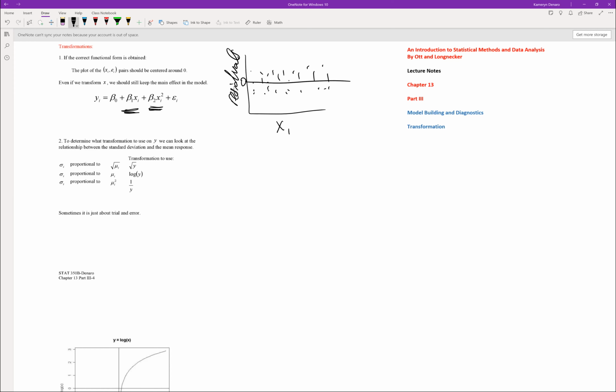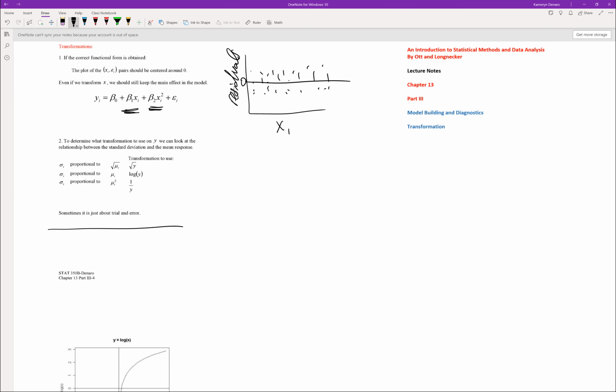Another thing you could check is the relationship between your standard deviation and your mean, right? Essentially, if the spread is proportional to the square root of the mean, then a square root y transformation might be appropriate. If the spread is proportional to the mean, then a log y transformation might be appropriate. And if the spread is proportional to the mean squared, a 1 over y transformation might be easy to use.